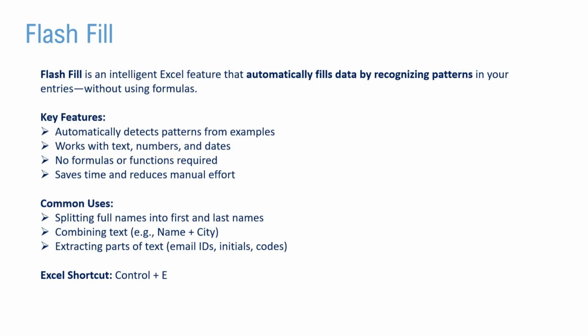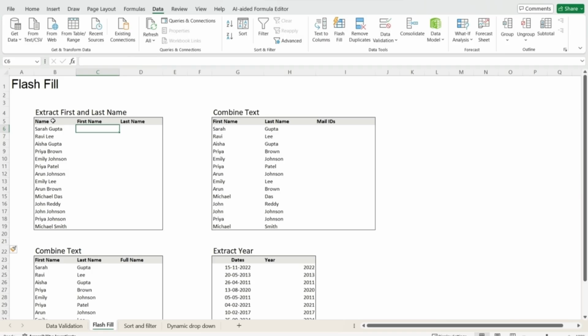Instead of writing formulas like LEFT, RIGHT, MID, etc., Flash Fill simply observes what you type and repeats the pattern for you. Let us understand how we can use Flash Fill with the help of a few examples. In this table, we have the names of a few people. So we have to extract the first and the last name.